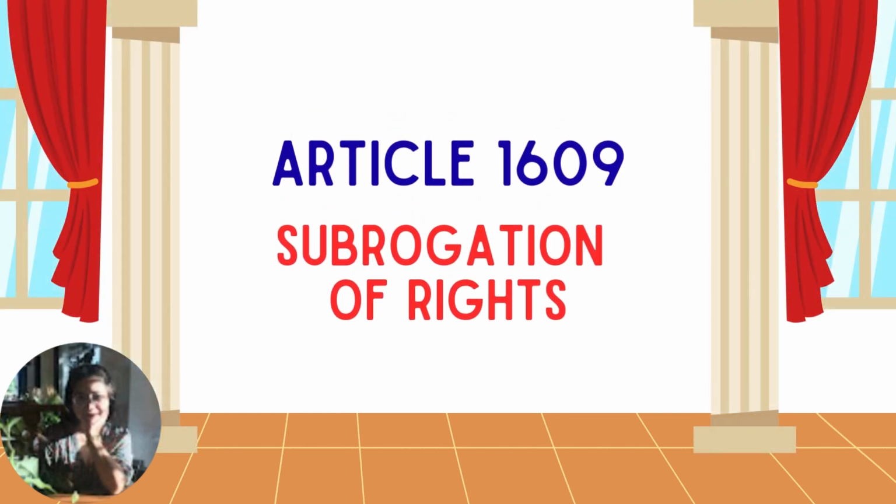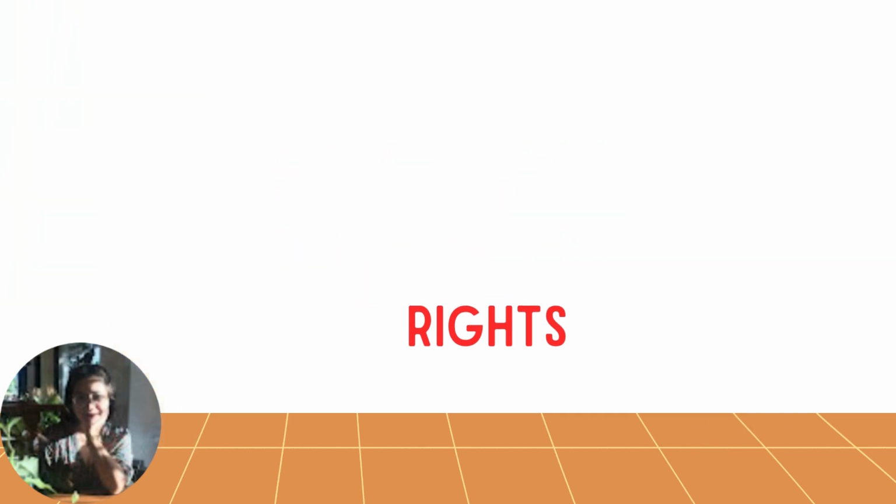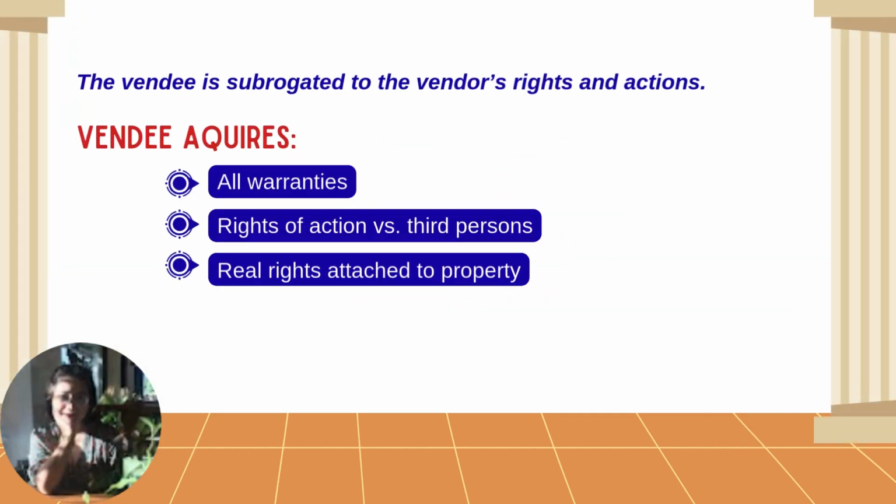Article 1609, Subrogation of Rights. Article 1609 clarifies that the vendee, while in possession of the property, is subrogated to all the vendor's rights and actions concerning the property. So, this means that the vendee acquires all the warranties and the right to file legal actions against third persons. And the vendee effectively holds the equivalent of full ownership, subject only to the potential exercise of the redemption right by the vendor.